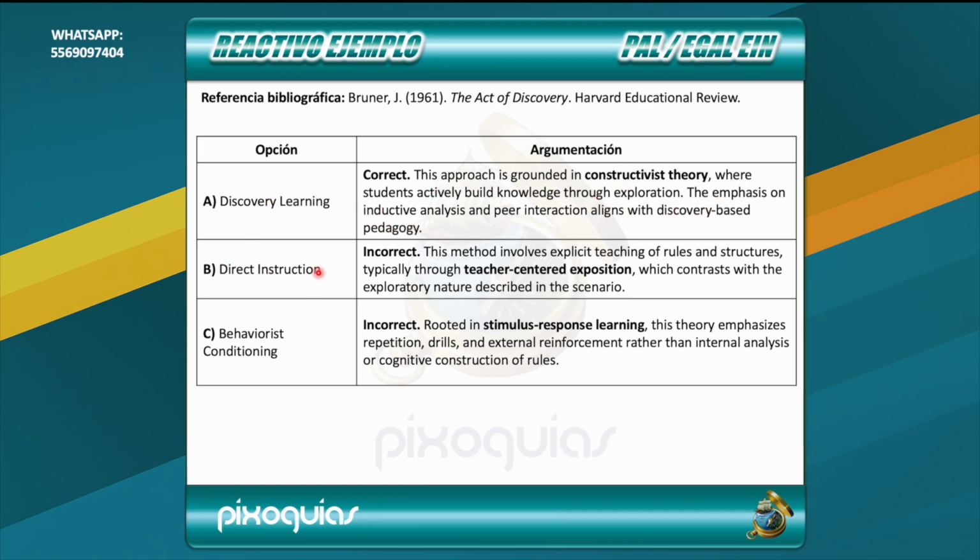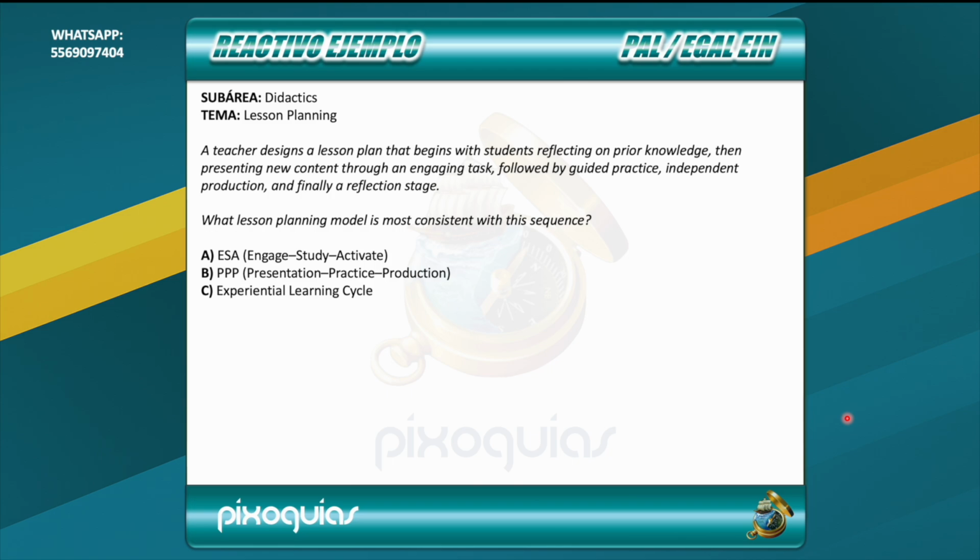B. Direct instruction is incorrect because this method involves explicit teaching of rules and structures, typically through teacher-centered exposition, which contrasts with the exploratory nature described in this scenario. C. Behaviorist conditioning is incorrect, as it is rooted in stimulus-response learning. This theory emphasizes repetition, drills, and external reinforcement rather than internal analysis or cognitive construction of rules.